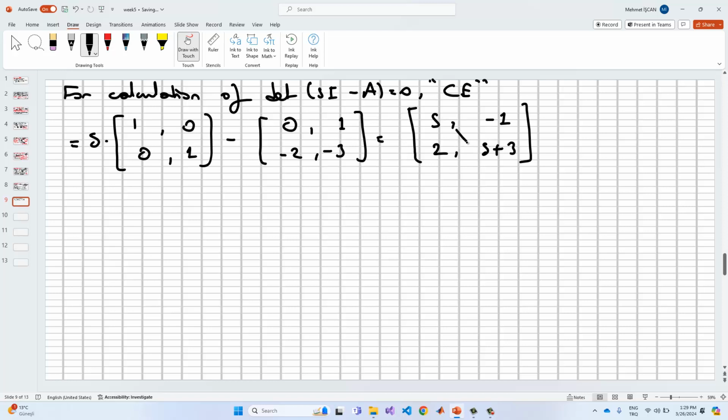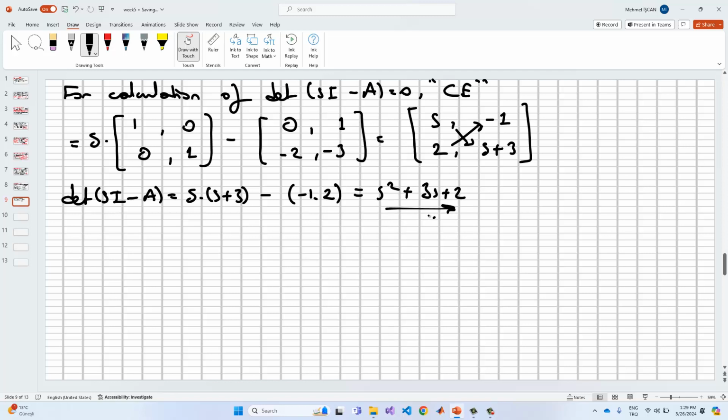Yes, we multiply this term and this term, so sI minus A is equal to what? s times (s+3) minus (-1)(2), which is equal to s² + 3s + 2, right? The determinant of this matrix in the eigenvalue form is equal to the denominator of our system, right? See the analogy in here?